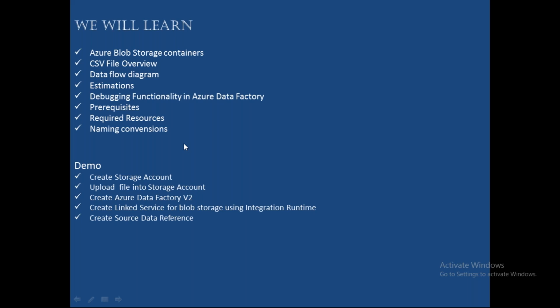That is nothing but we need to create the source data set, that you can call as a source data reference. Then we need to create the sink data reference. Okay, fine. Next, I'm going to create the pipeline. I will debug the pipeline. I will tell you, once you create a pipeline, you can debug the pipeline, you can run the pipeline.